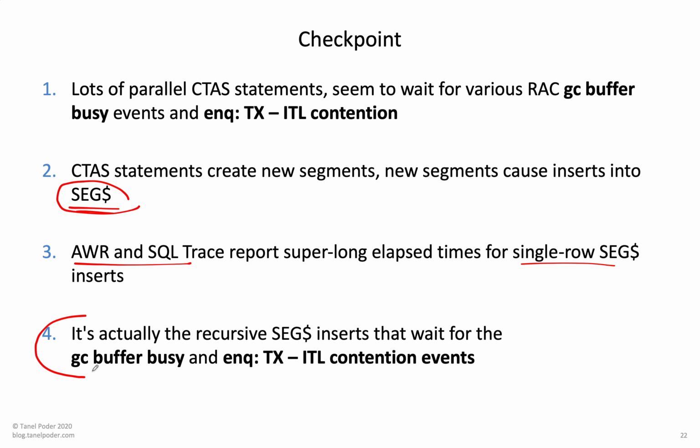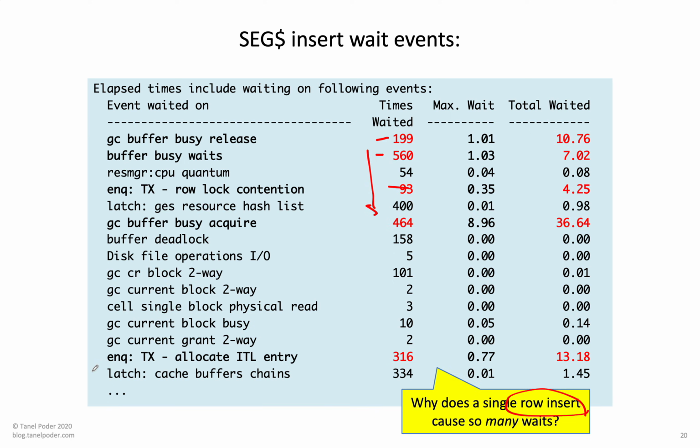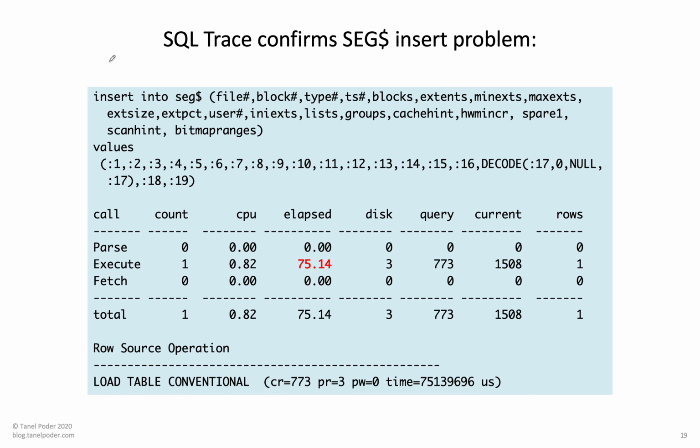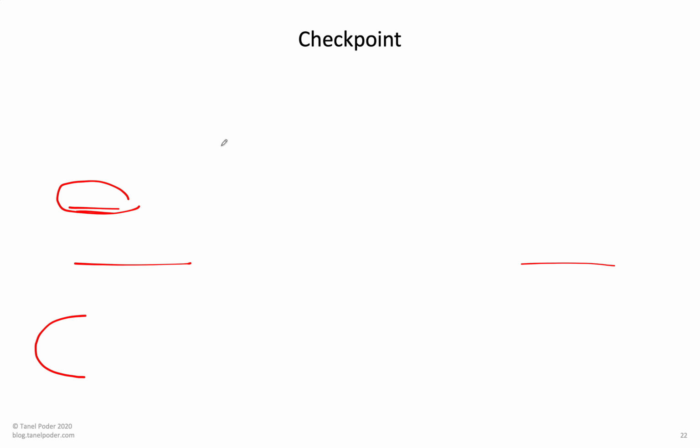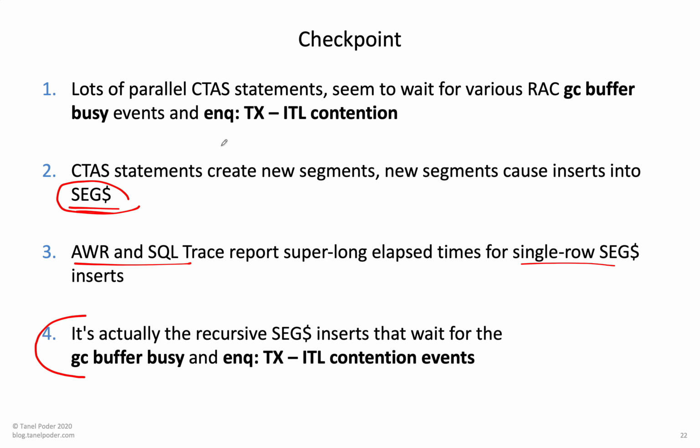So this is what the SQL trace now confirmed, right? That it's an insert operation that waited for so many seconds for all these wait events. So it's not my CTAS or my user update. It's the recursive query under the hood, the insert, which contained that much wait time, right?